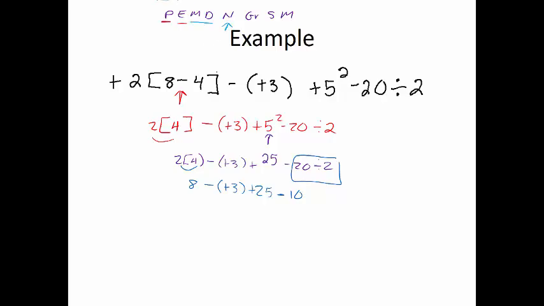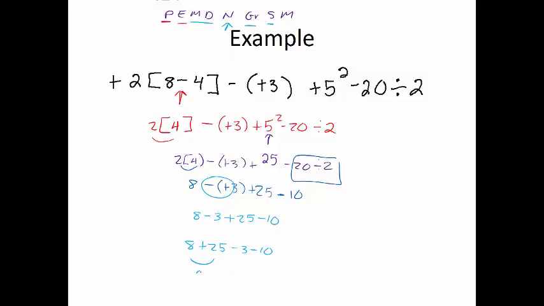So next step is neighbor sign. Do we have any neighbor signs? We do. So which one do we keep? When the signs are different, we keep the negative. And then we have plus 25, take away 10. Now we're going to group same signs together. Now we're going to do the same sign rule.